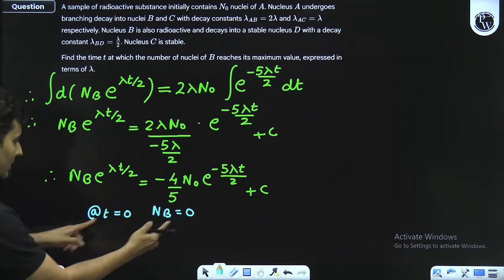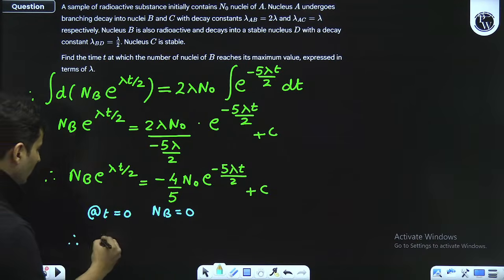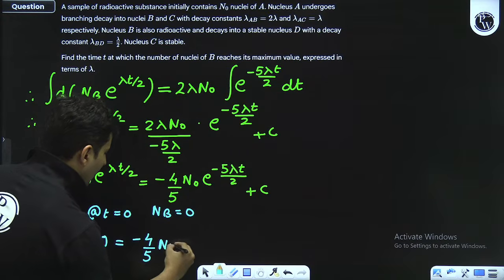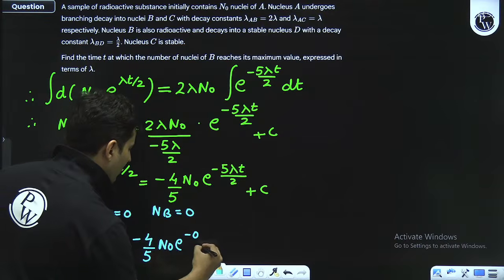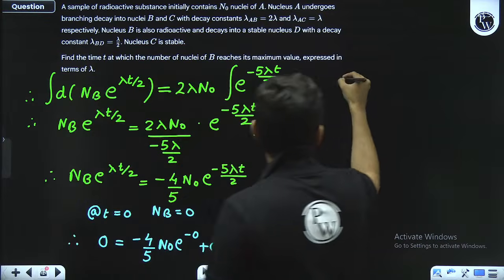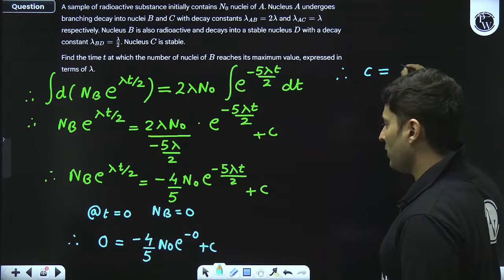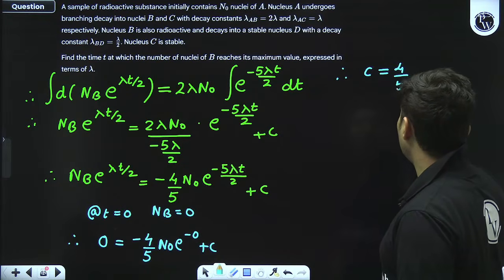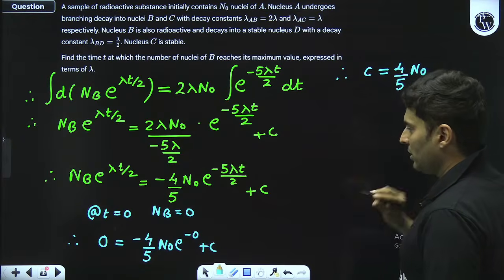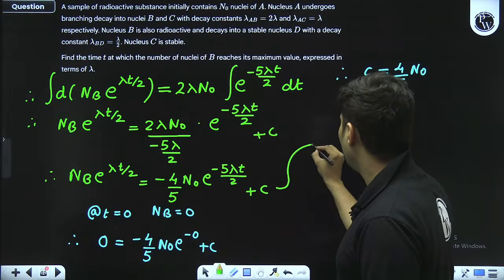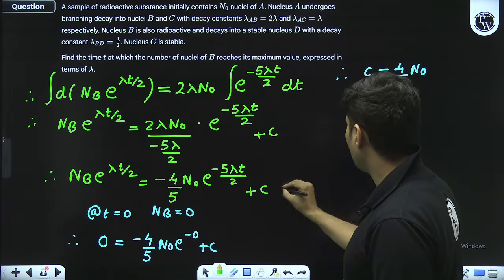So therefore, substituting these things, n_b at 0 is equal to minus 4 by 5 n naught e raised to minus 0 plus c. So take it on the other side, and the constant of integration will be 4 by 5 n naught. That's all. So once I get the constant of integration, I have figured out most of the things.